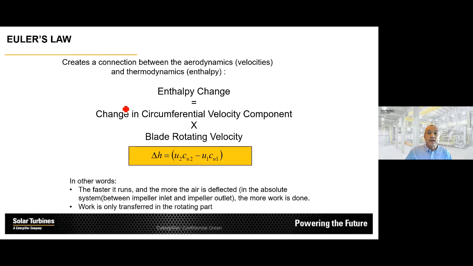And basically what he says is the enthalpy change in each stage of my compressor is equal to the change in direction that I force the gas in the circumferential direction times the blade rotating velocity. Which also, by the way, means the faster the compressor runs, the more air is deflected, and so the more work is done. And the other key thing is the only place where work is transferred is in the rotating part.